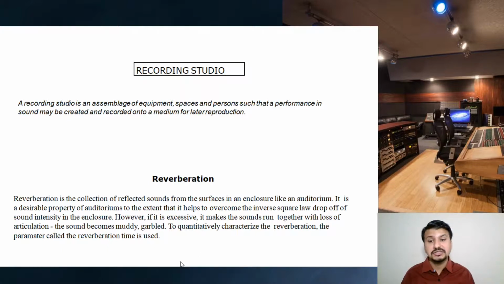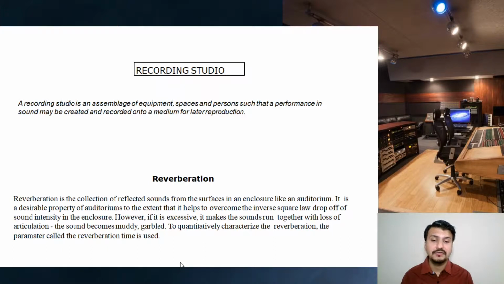Reverberation. Reverberation is the collection of reflected sound. In short, you can say it's echo. So reverberation is the collection of reflected sound from the surfaces in an enclosure like an auditorium. It is a desirable property of an auditorium to the extent that it helps to overcome the inverse square law drop off of sound in the enclosure. This inverse square law is a technical thing, so we won't go deeply into that. However, if it is excessive, it makes the sound run together with loss of articulation. The sound becomes muddy, garbled.